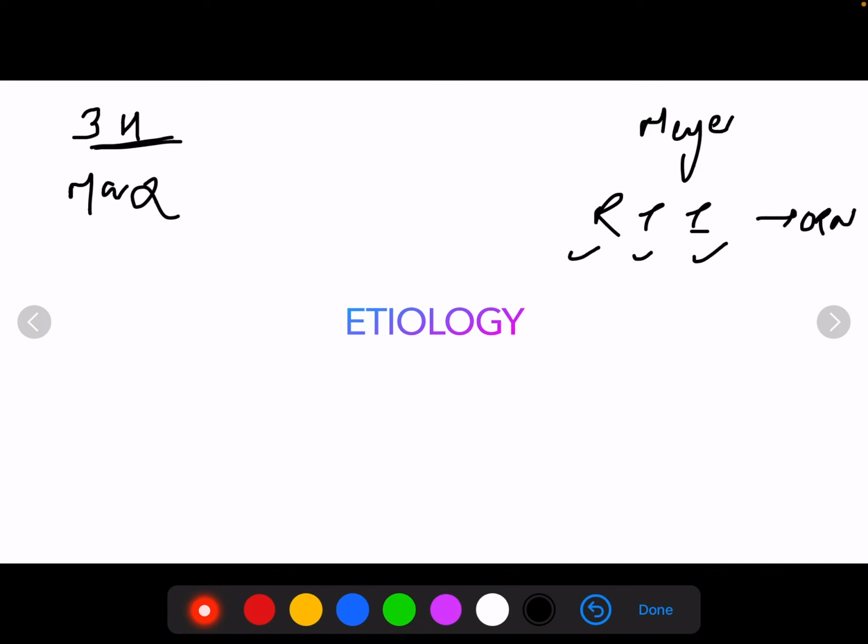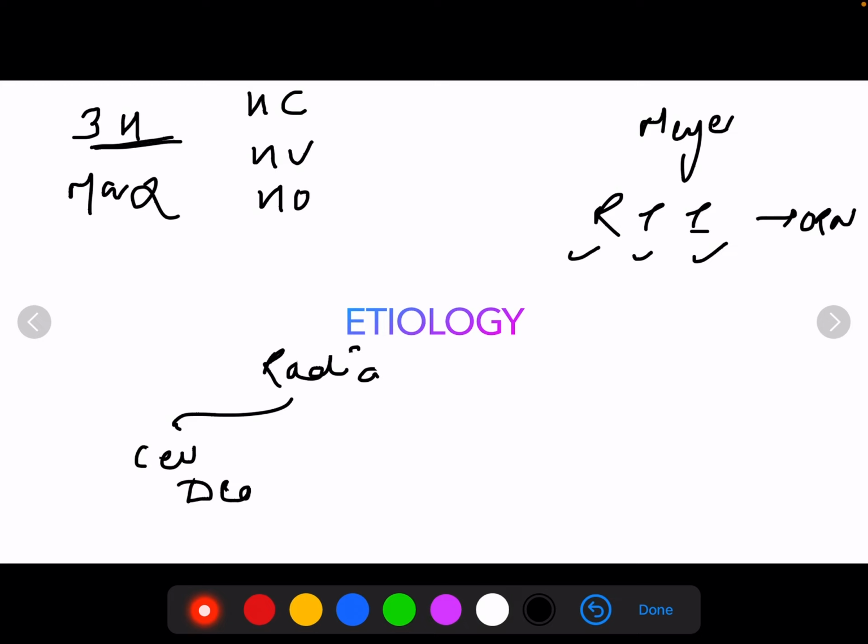In Marx theory, that is the 3H theory, 3H stands for hypocellularity, hypovascularity, and hypoxia. In this, radiation has 3 effects, that is cell death, next is cell damage, and third is vascular damage.